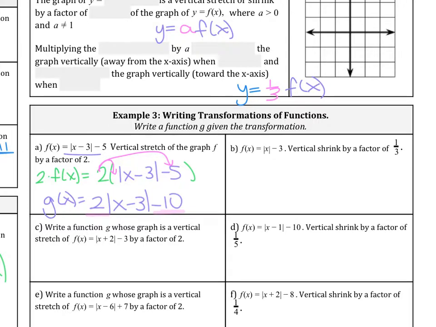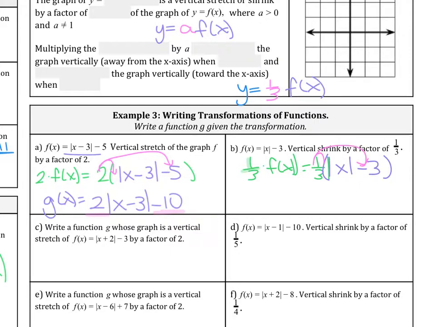Vertical shrink by a factor of 1/3. We're still doing the exact same thing that we did before. It just has a different word attached to it. So what we're going to do is we're going to multiply 1/3 to the entire function. So what this is going to look like is 1/3 times the absolute value of x minus 3. And then we have to remember to distribute it to the front and to the back.